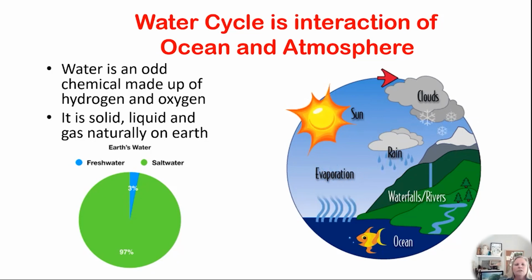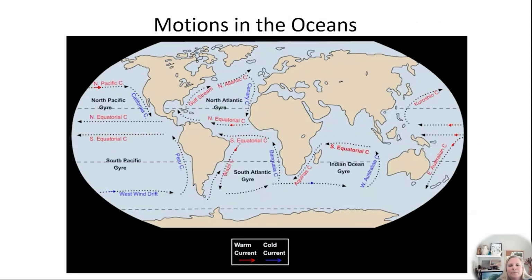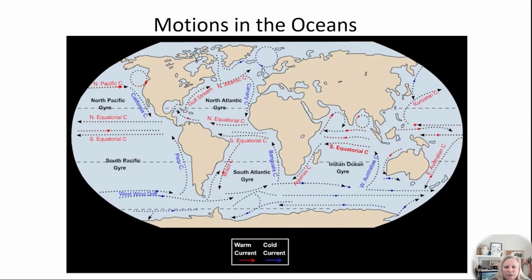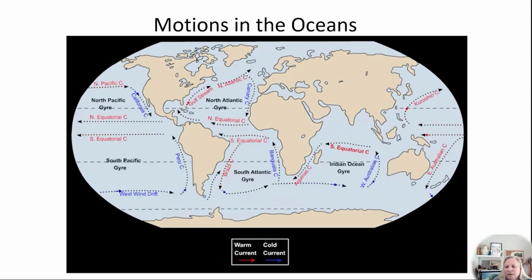All right, so let's look a little bit closer at our oceans. So this is a great map that shows us all the different motions that are in the oceans. Again, cold and warm. You can see the warm arrows are carrying the warm water. The blue arrows are the colder waters.